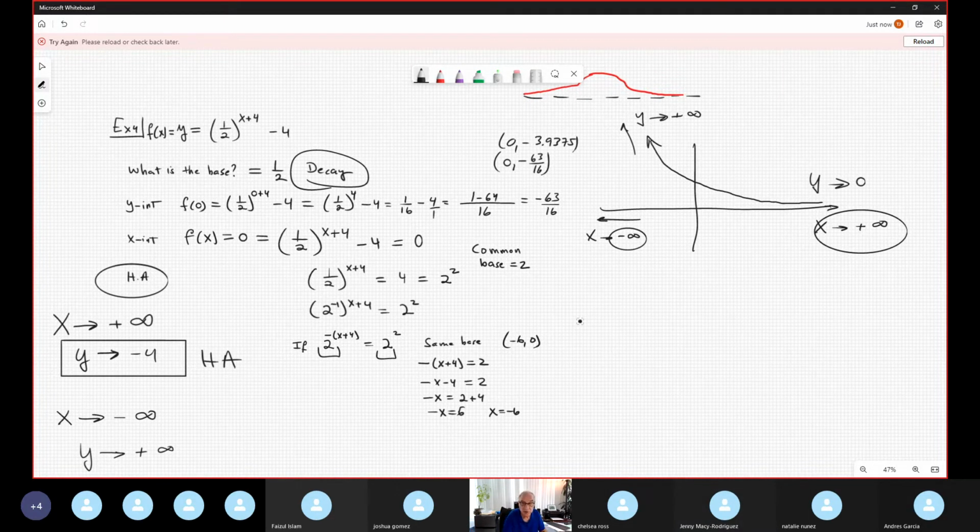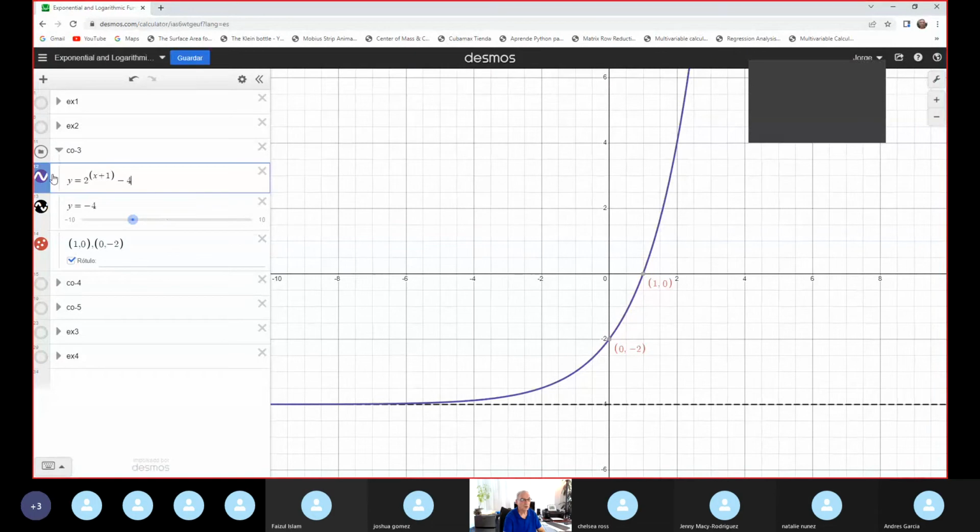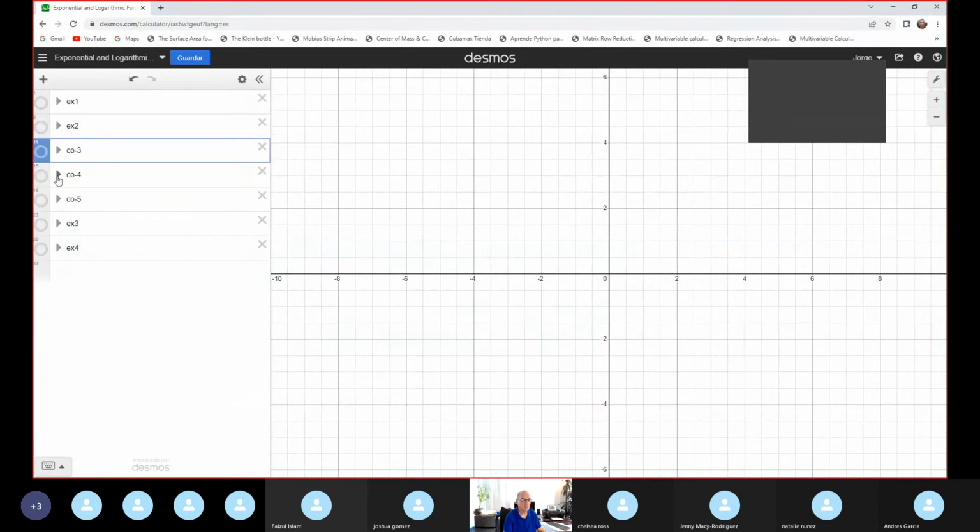Okay. So let's move on to the graphic and verify everything that we computed on the piece of paper. Let's try. Let's move. Okay, example 4. Ooh, look at that. Example 4. Do you see decimals?